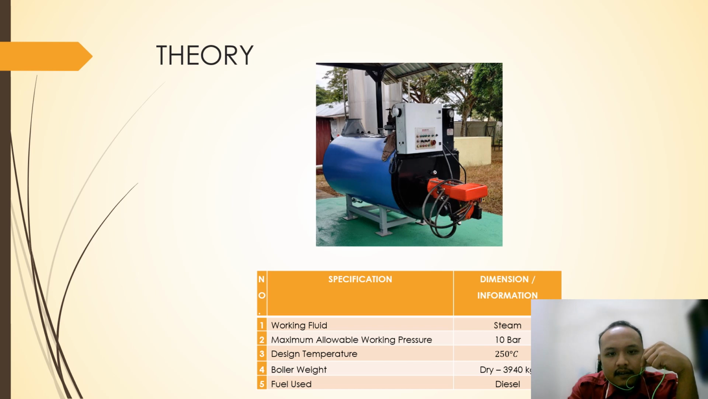This is the boiler that the Utashan plant uses, which is a fire tube boiler, and the specification of this boiler is: the working fluid is steam and the maximum allowable working pressure is 10 bar. Design temperature is 250 degrees Celsius. The boiler weight when dry is 3,940 kg, and lastly the fuel used in this boiler is diesel.